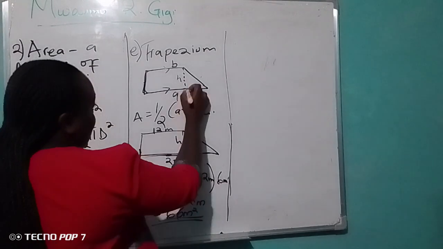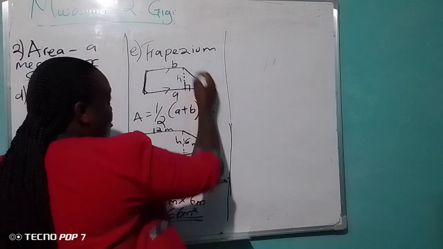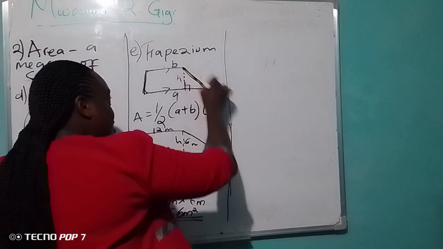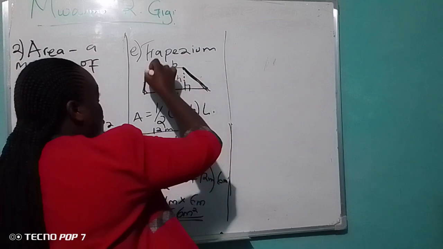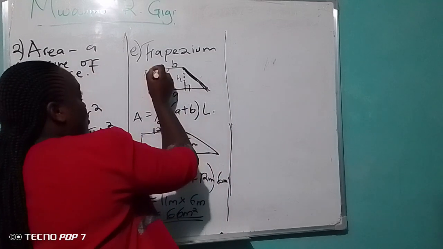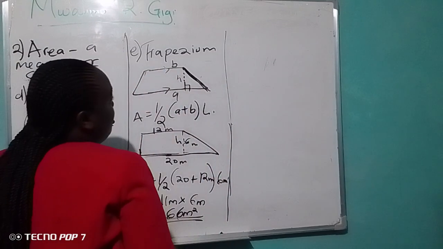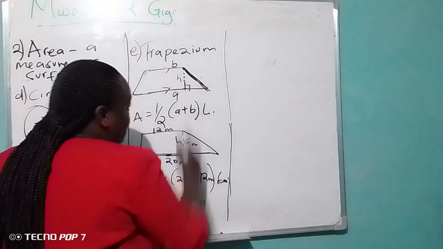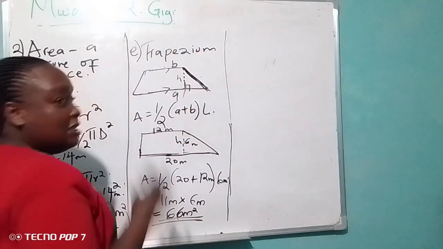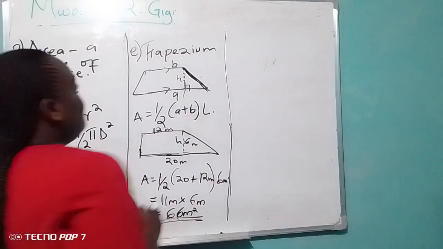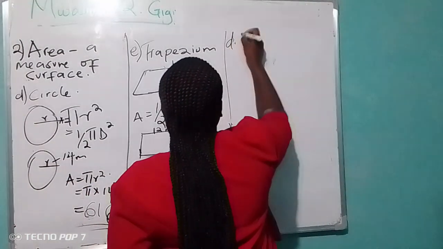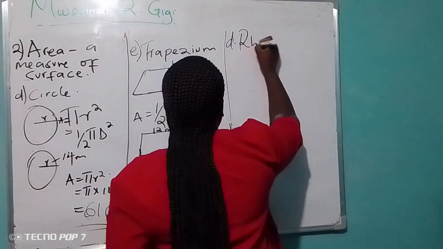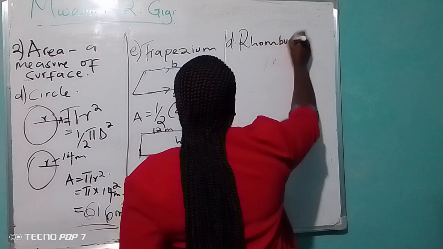Perpendicular height. This one. Penye iko perpendicular. Usitumie the slanting height. Usitumie hii. Na usitumie hii. Hii pia unaweza pata iko hivi. So use the perpendicular height. This one. Penye imeunda 90 degrees.